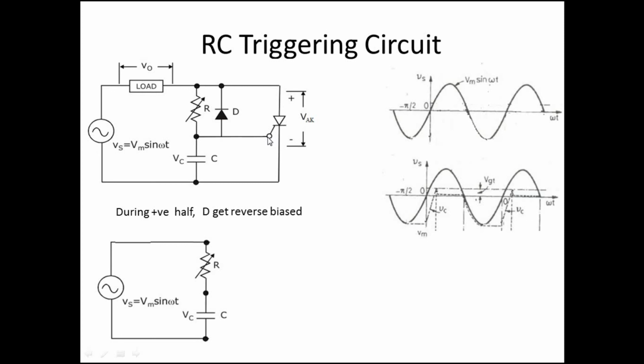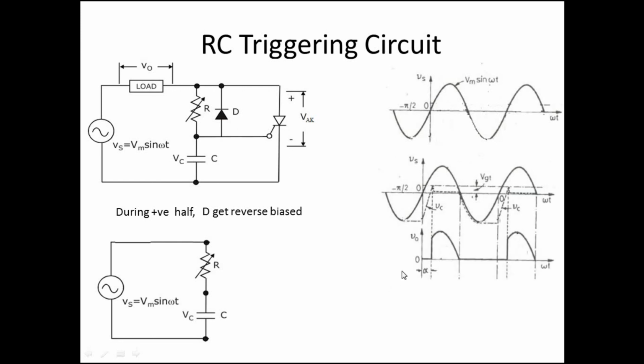So this capacitor voltage is connected to the gate. When the capacitor voltage reaches the gate threshold voltage, the thyristor will be turned on or fired. So the output voltage will be Vs, meaning the thyristor is firing at this point. The charging time depends upon the value of RC, the time constant.